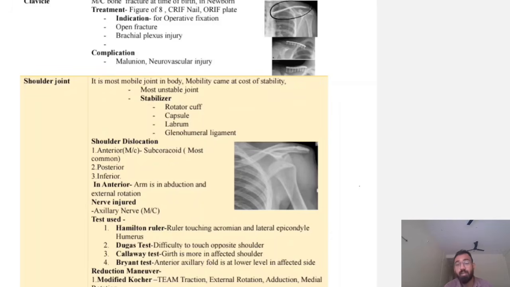Next is Calvé test. The girth is more in the affected shoulder. This was normal, and now it has come forward anteriorly. Because the humerus is dislocated anteriorly, the girth of the shoulder joint will obviously increase. Next is Bryant test. The anterior axillary fold is at a lower level on the affected side, obviously because it goes anteriorly. So the axillary fold will be on the lower side on the affected side. This is Bryant test.